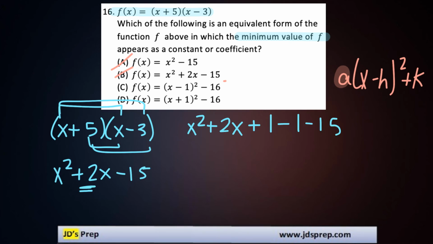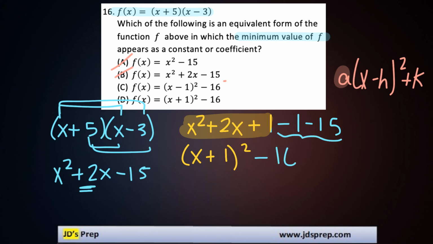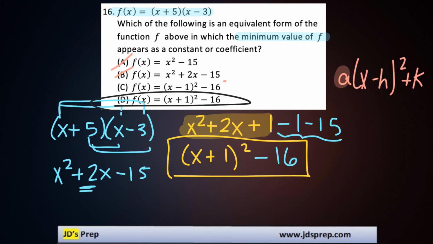Now the whole value of that is this x squared plus 2x plus 1 is factorable as a perfect square, and that would become x plus 1 squared. We could then combine this minus 1 minus 15 into a single term, which is negative 16 or minus 16. And lo and behold, we have changed it into vertex form, and we can see that matches option D as our correct answer.